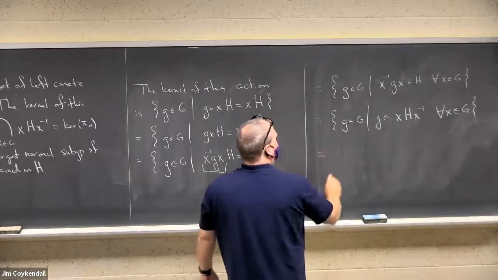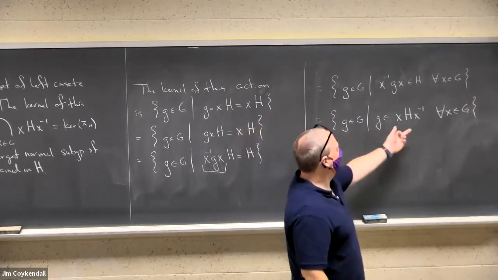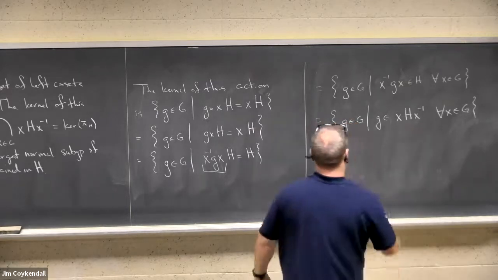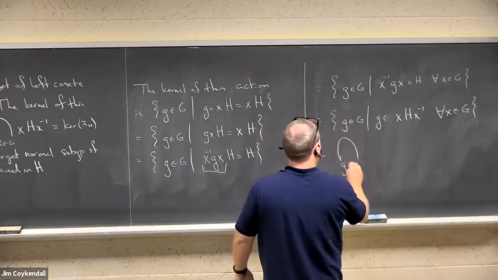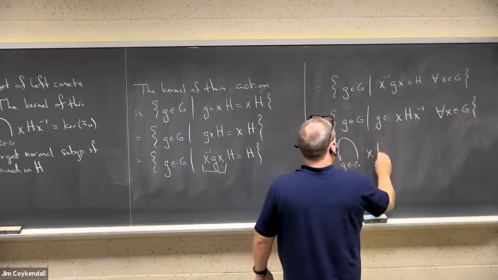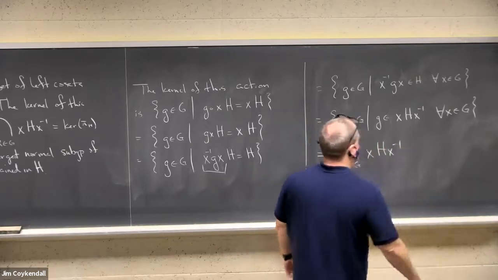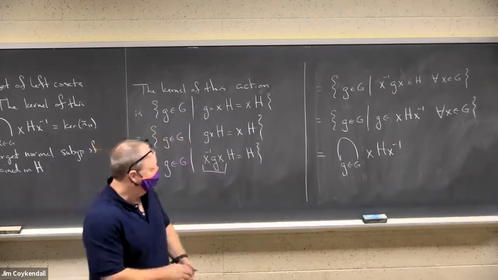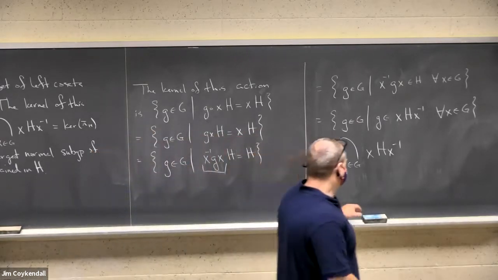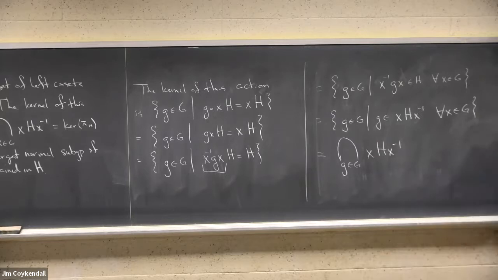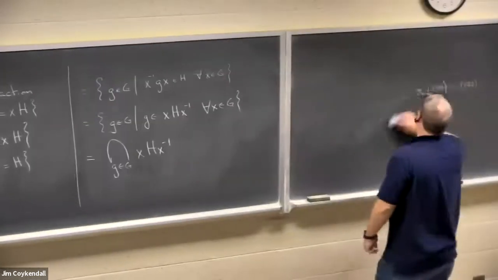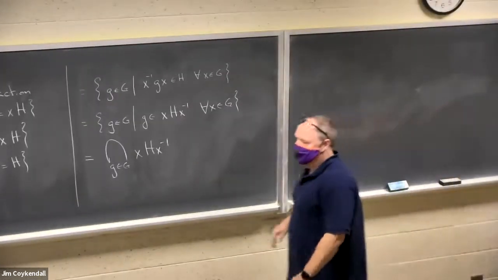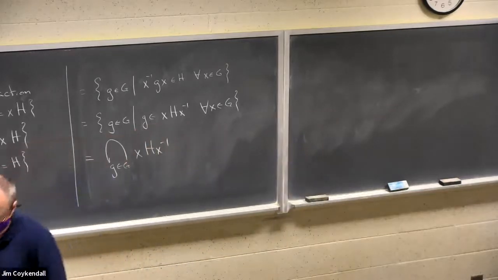This is the set of everything in G that's contained in every single one of these conjugates. So there's the kernel of the action. Now, let me give you a couple of points of view on this business about normality.